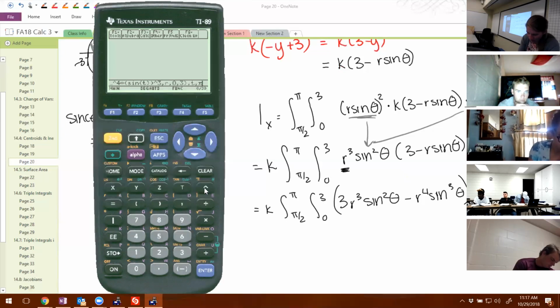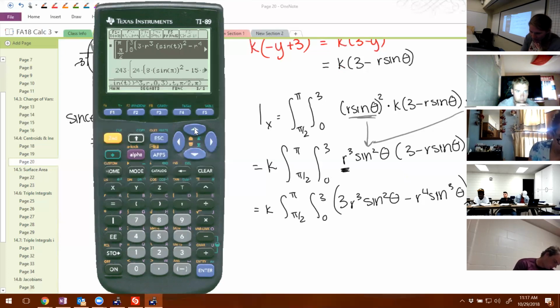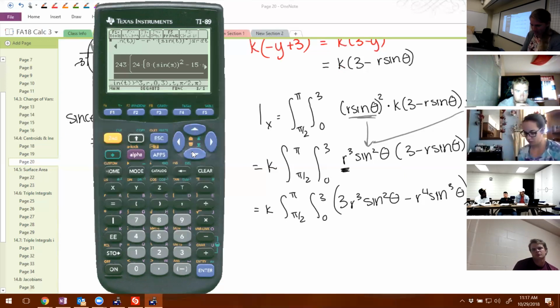Shoot, there's a lot of stuff typing. I'm sure I made a mistake somewhere. That's what started on the calculator. Okay, so let's see what happens. All right, let's first check this. Okay, pi over 2 to 2 pi, that's good. 0 to 3, that's okay. 3 r cubed sine squared, r to the 4th. And I use t instead of theta. Sine cubed. Oh, well, I think I entered it correctly there. So there's the exact answer.